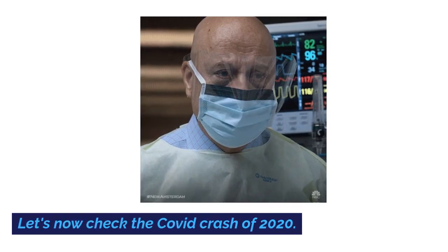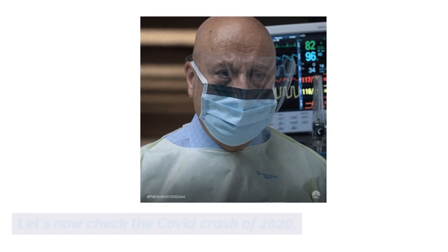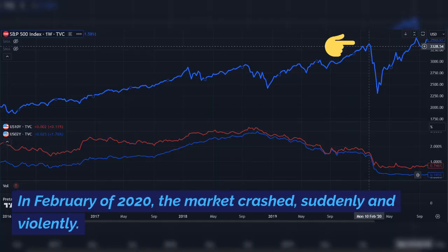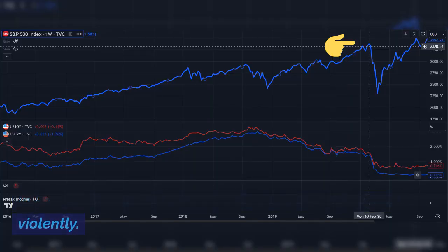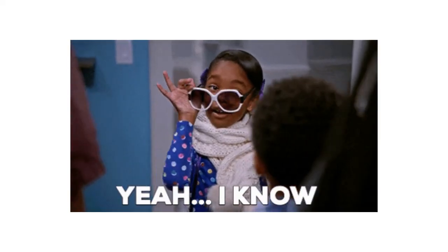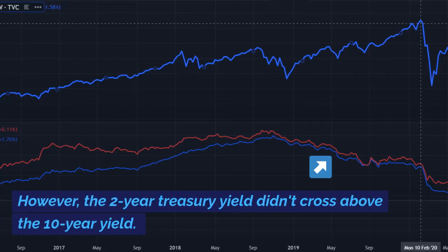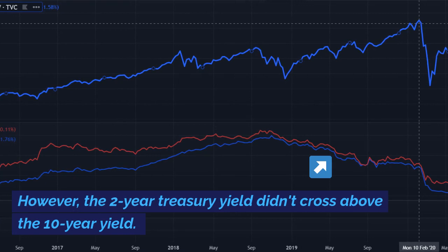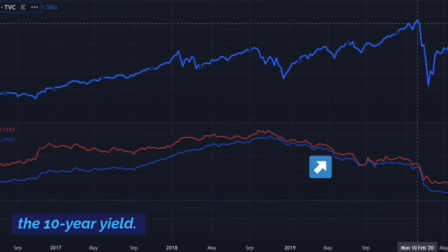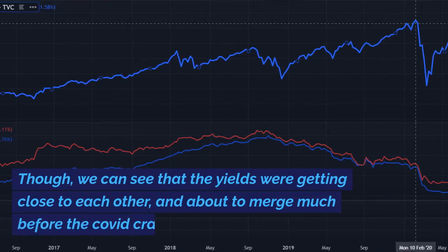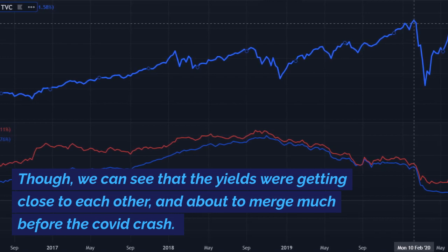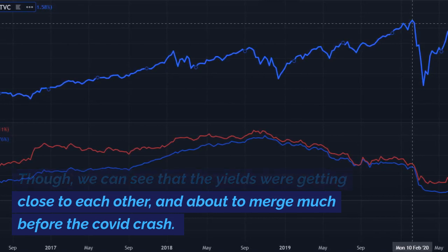Let's now check the COVID crash of 2020. In February of 2020, the market crashed, suddenly and violently. However, the 2-year Treasury yield didn't cross above the 10-year yield. Though, we can see that the yields were getting close to each other, and about to merge much before the COVID crash.